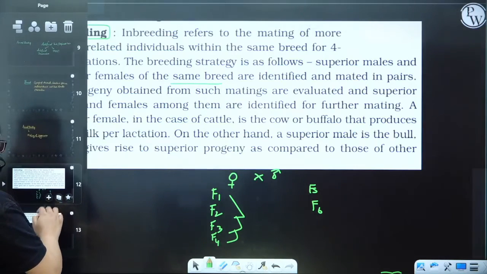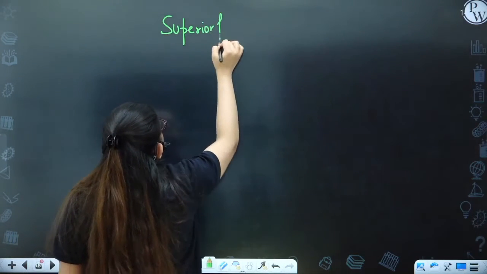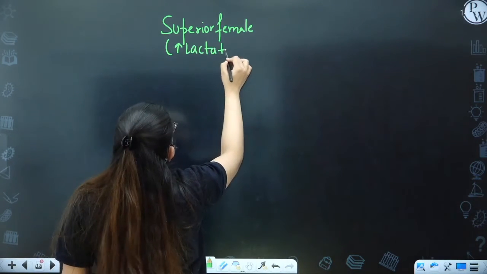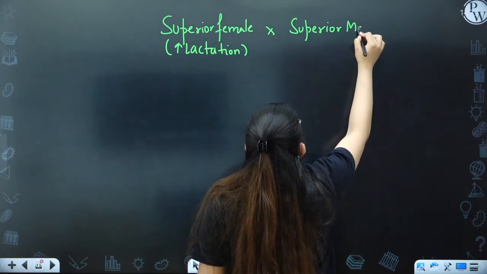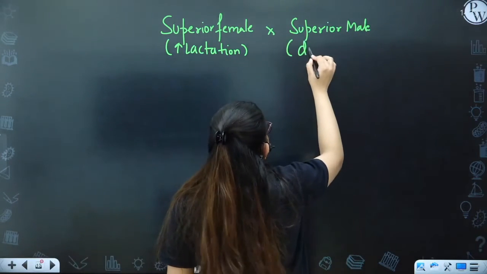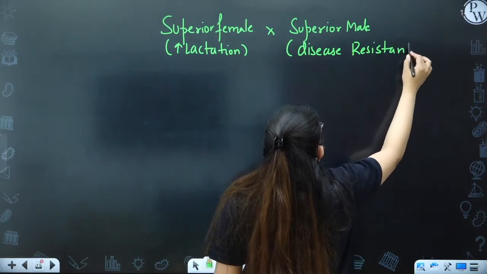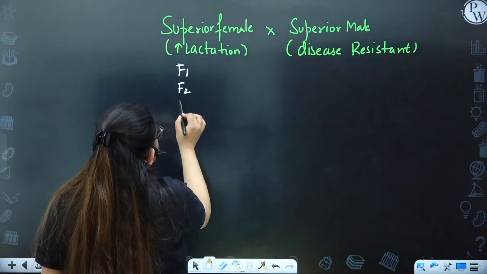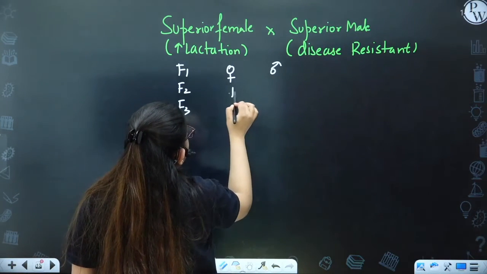Let's do it. I have a superior female. A superior female shows more lactation, so that's good for me. And a superior male is giving good progeny because it's disease resistant. We are taking that character of disease resistance. So when they cross, they form the F1 generation, then F2, then F3, then F4. For example, here one female and one male are produced. Same here.